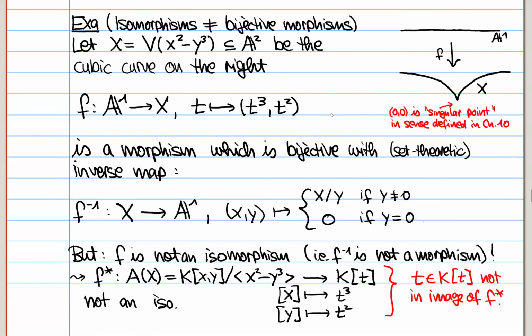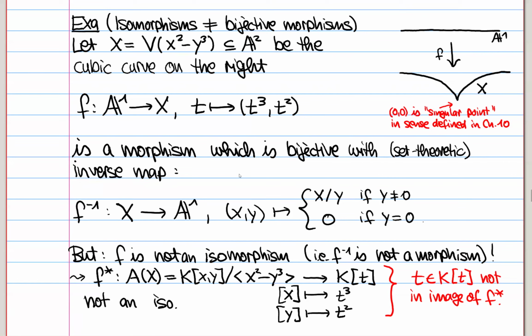At the moment, nothing goes wrong yet because we can define a morphism f from A1 into X, sending t to (t cubed, t squared). This certainly lands in here because if you have (t squared) cubed, this is t to the 6, minus (t cubed) squared, which is also t to the 6. So this is 0. So indeed, this is a well-defined morphism, again by the same criteria that we had before.